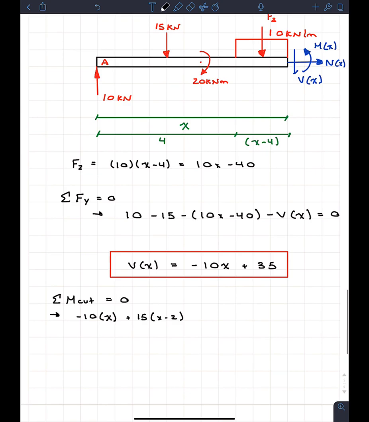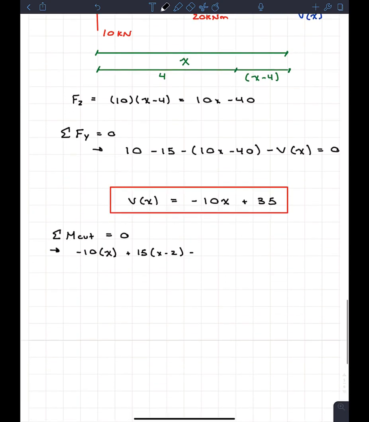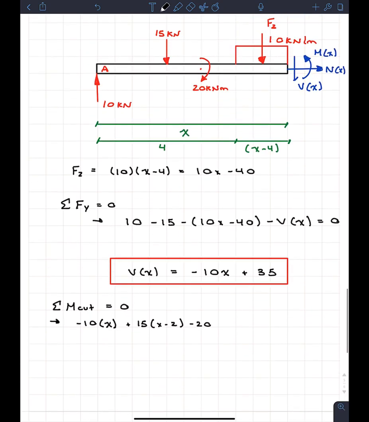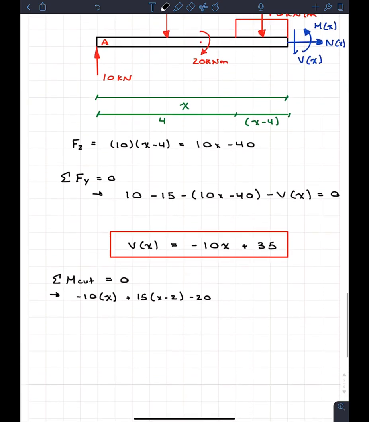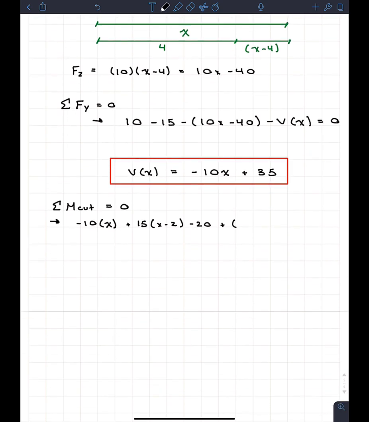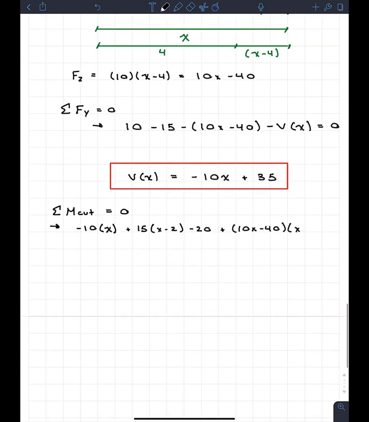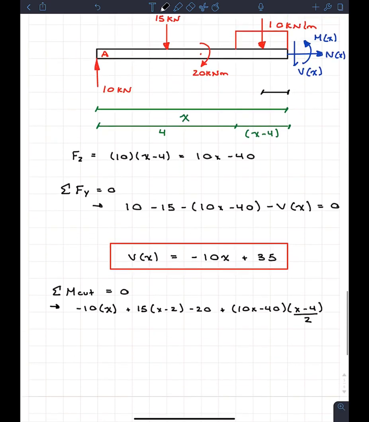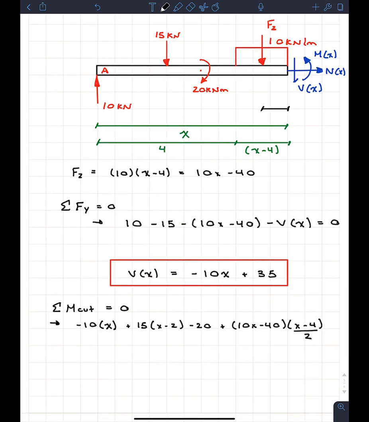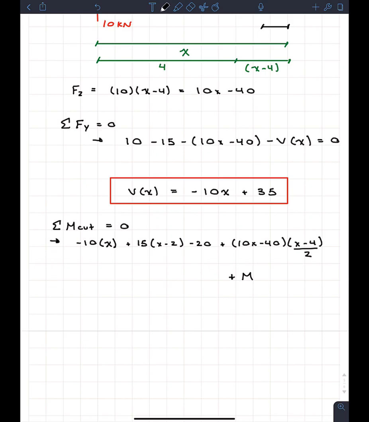We have the 20 kilonewton meters, which is just the concentrated moment, so minus 20. And now this is where things start to get a little bit messy, because we have F2 creating a positive moment, so we go plus, and we know F2 is equal to 10x minus 40. But the distance from F2 to the cut is actually right here, so it's going to be x minus 4 divided by 2. And finally, at the end of the beam, which we can't forget about, we have that mx at the very end of the beam. So we go plus mx, and all this is equal to 0.